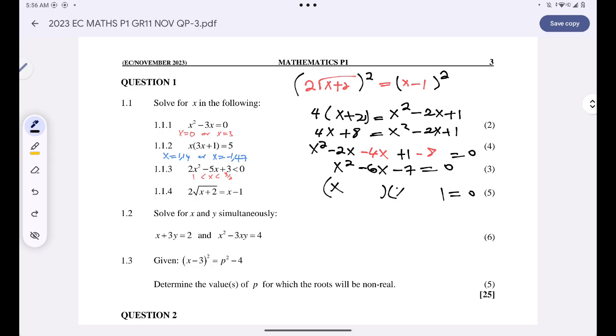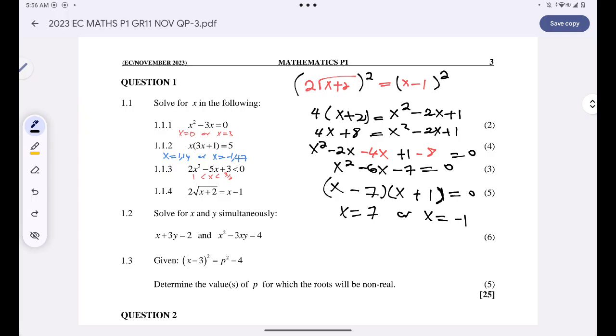Then I want the factors of 7 that when I subtract will give me 6. That's 7 and 1. The bigger factor should take the sign of the middle term. So we'll have negative here and plus there. So x is equal to 7, or x is equal to negative 1.